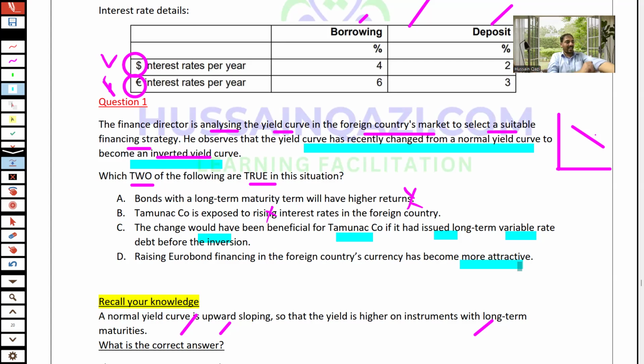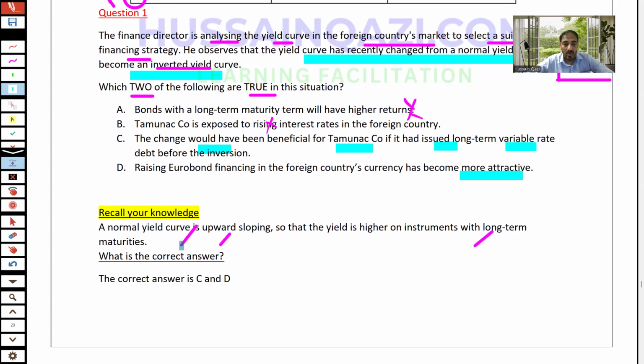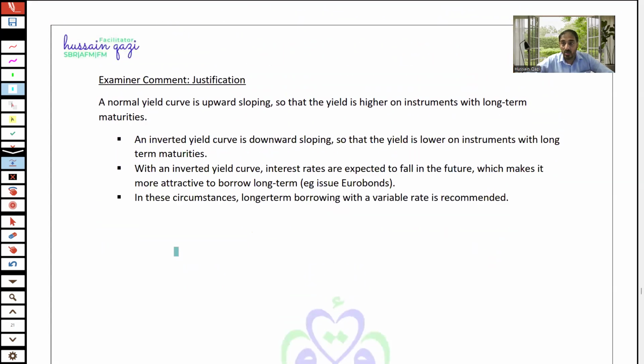Has become more attractive. Yes, of course, any bonds you issue in foreign currency are more attractive because normally the Eurobond interest is variable, based on the markets. That's the point. So you need to refer to the knowledge of Eurobonds, very basic. It's particularly mentioned. Now, we need to read it.